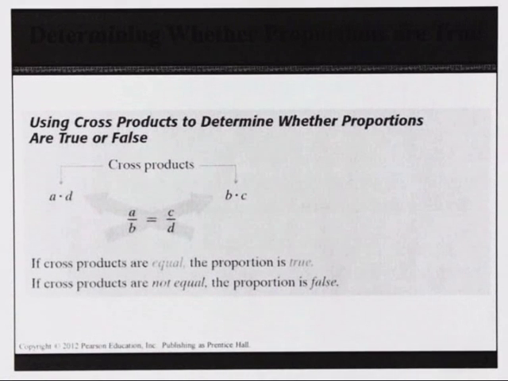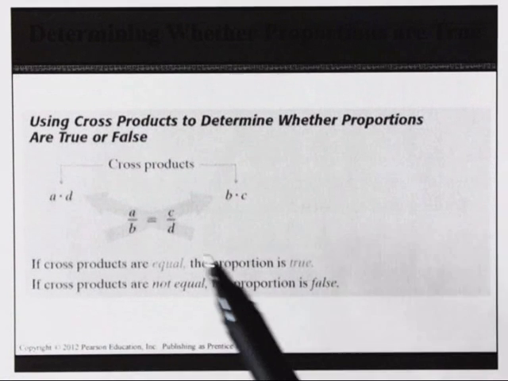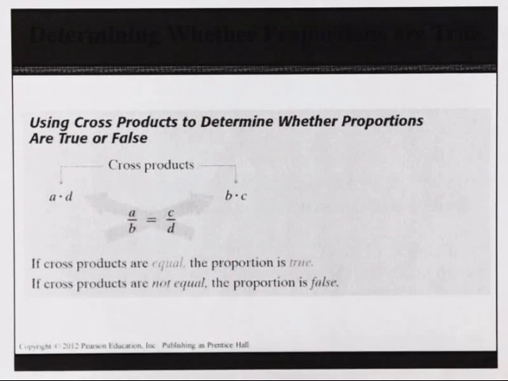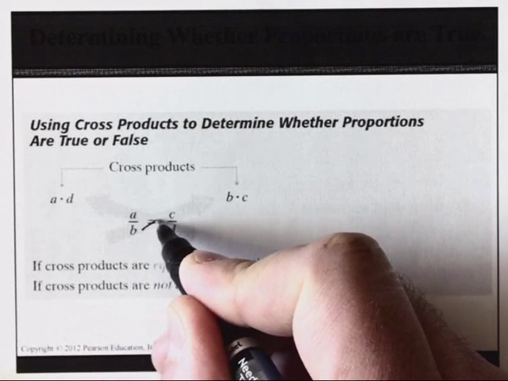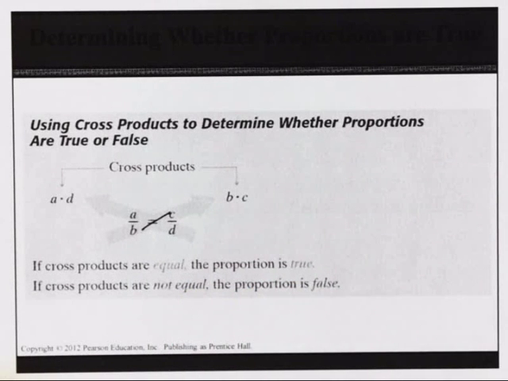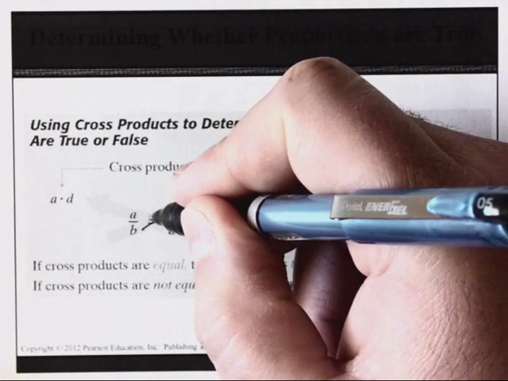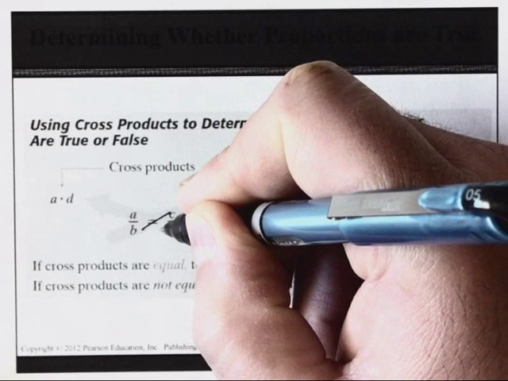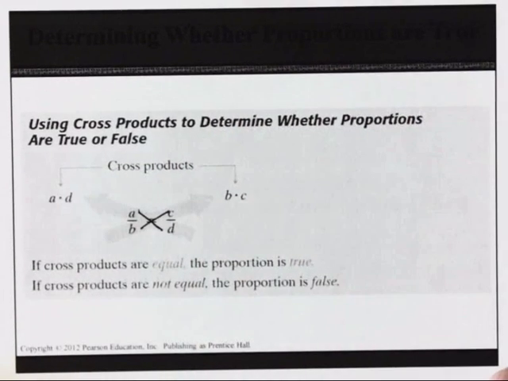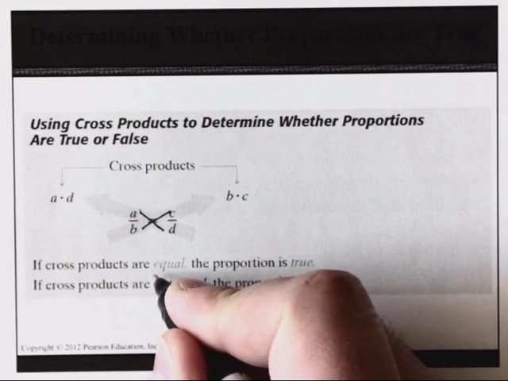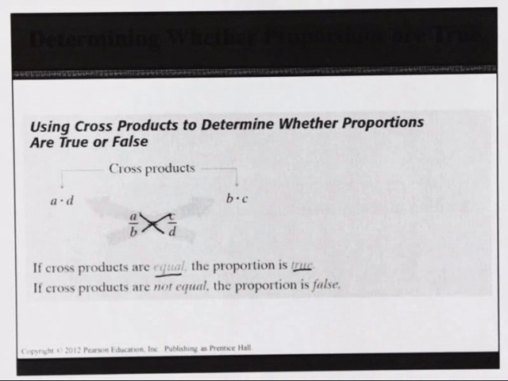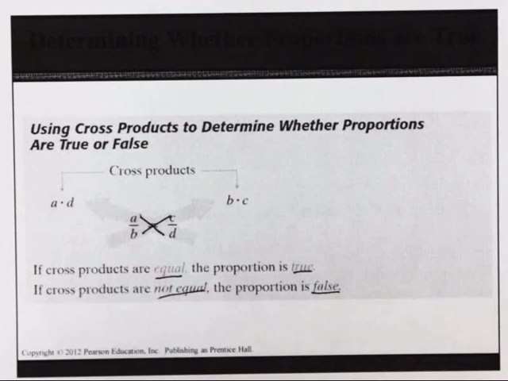The easiest method for doing that is to use your cross products, where you essentially take the denominator in one ratio, multiply it times the numerator of the other, so in this case b times c, and then find the other cross product, doing the vice versa. And then we want to determine whether those two cross products are equal. If they're equal, the proportion is true. If the cross products are not equal, then the proportion would be false.